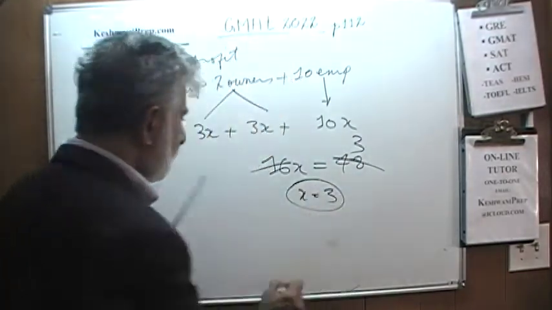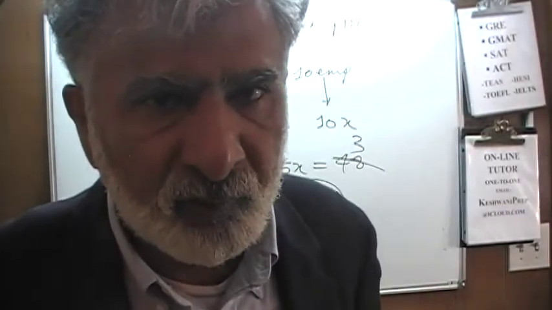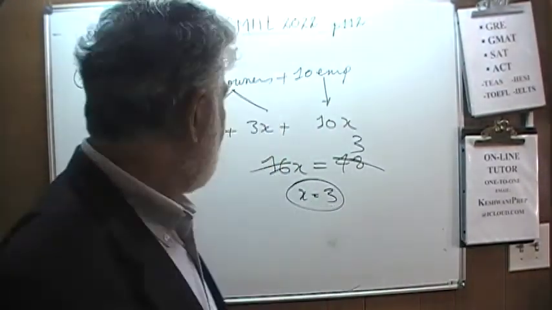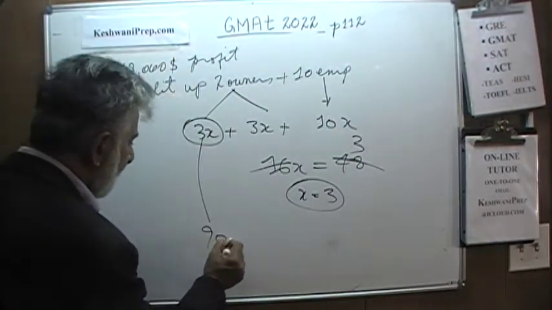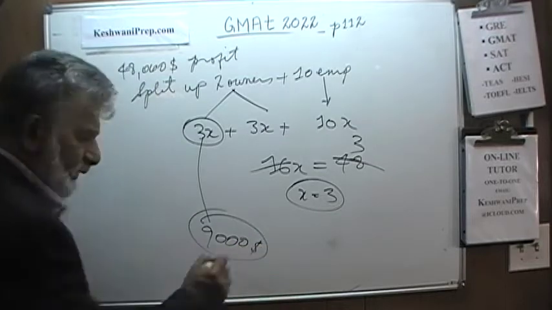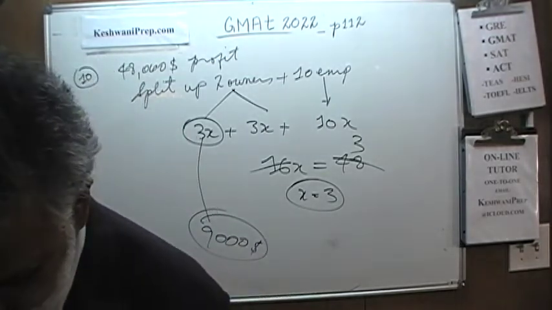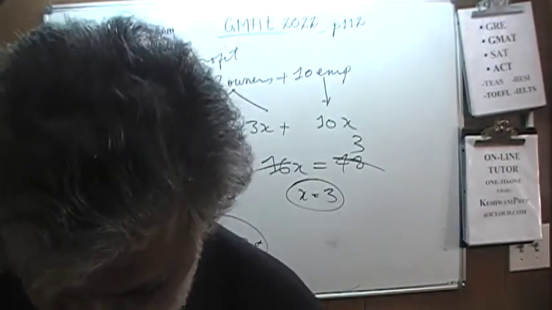But don't stop right there. The question is not how much is the employee's profit sharing. The question is how much is each owner going to get. And the answer is each owner, because they get 3 times the amount, they're going to get $9,000. Pay attention, because obviously 3,000 is going to be one of the answer choices. That should not surprise you. The question here is, how much does each employee get?